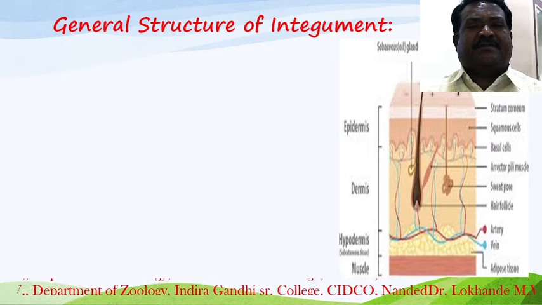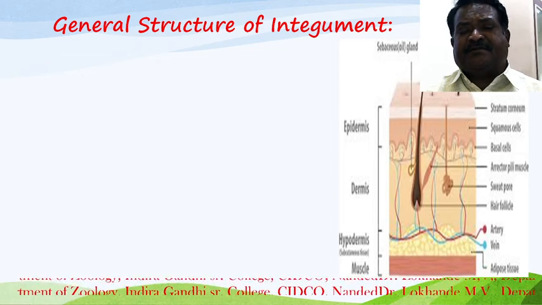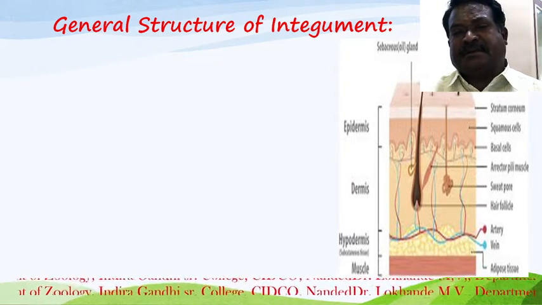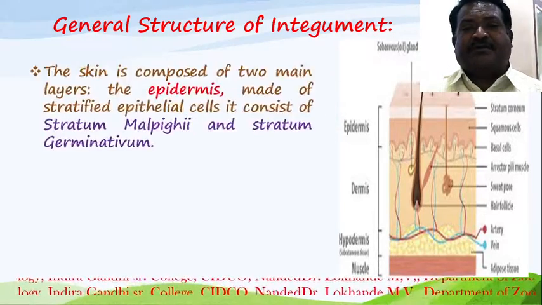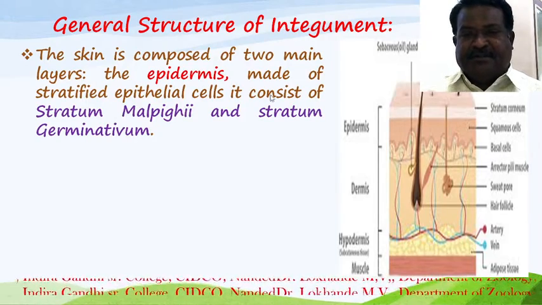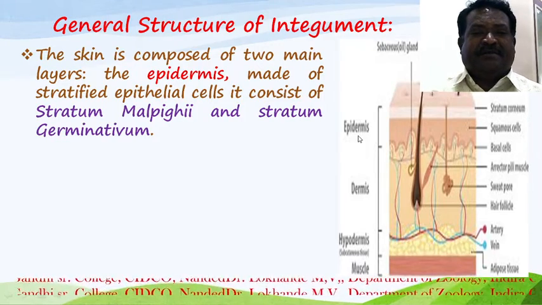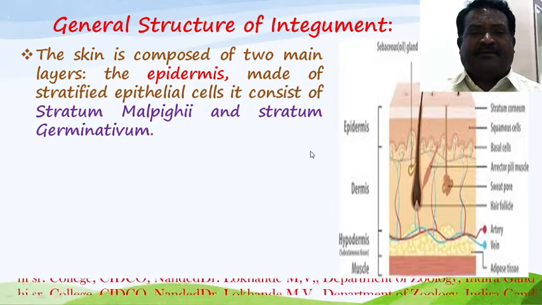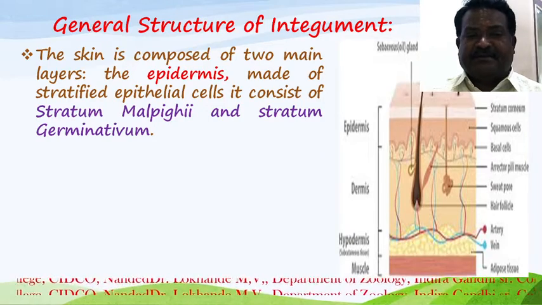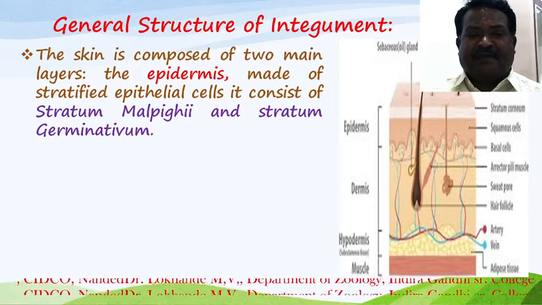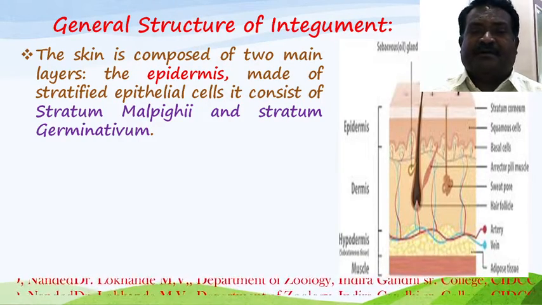So we will start with the general structure of the integument. See in this figure, this is the cross section of the skin of a vertebrate. The skin of a vertebrate consists of two main layers: the epidermis and the dermis. The epidermis is made up of stratified epithelial cells, and these cells form two different layers, called the stratum malpighiae and the stratum germinativum. These are the two layers that compose the epidermis.